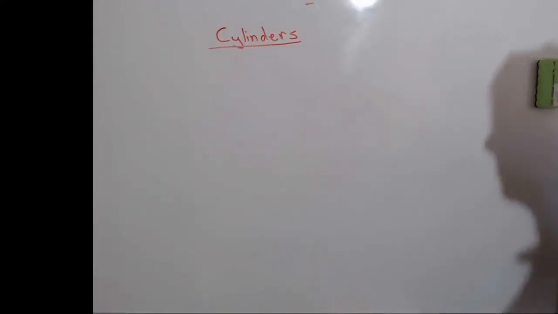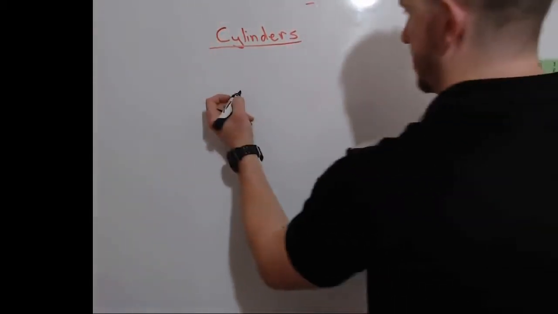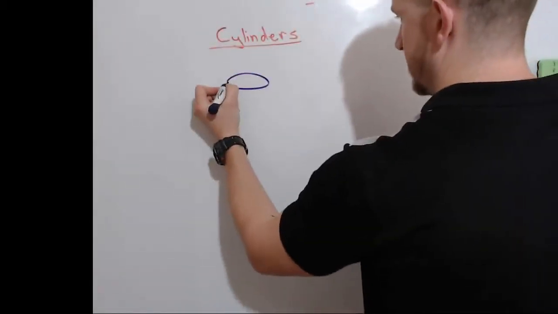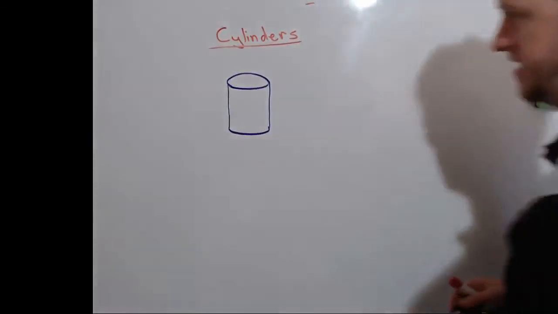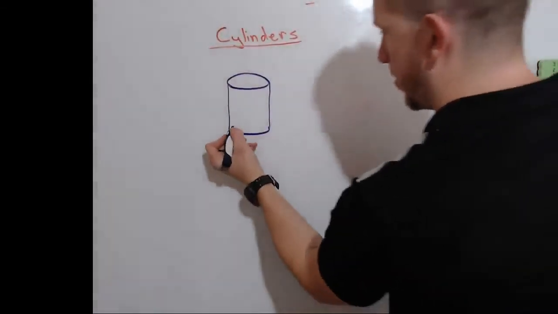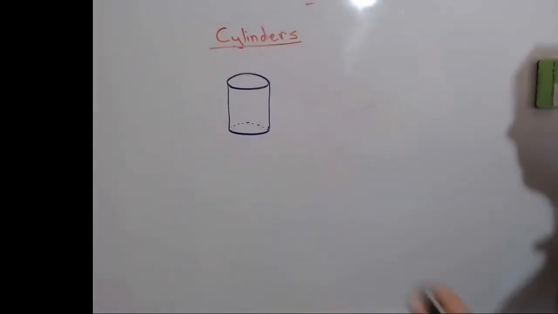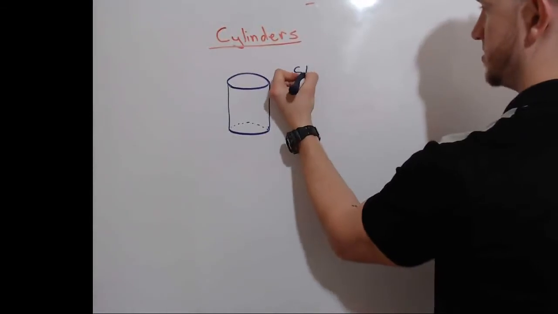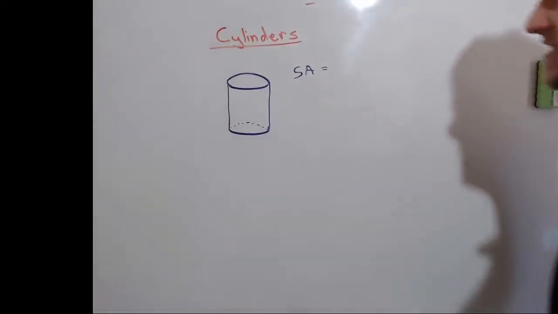Surface area is talking about the area of all of the combined surfaces of a shape. So if I had a cylinder, and let's say it has no top and no bottom, so it just looks like a toilet roll, I wanted to know what is the surface area of that.